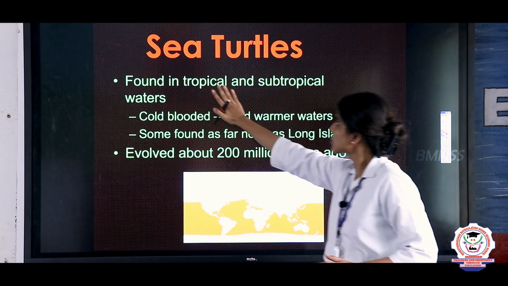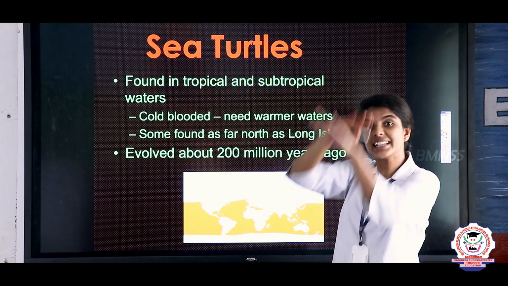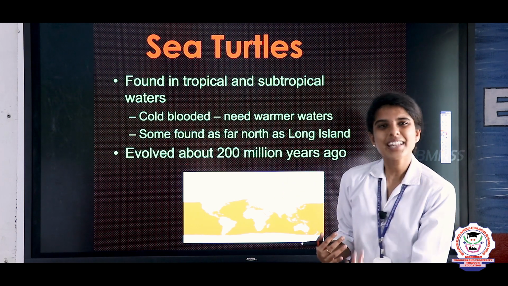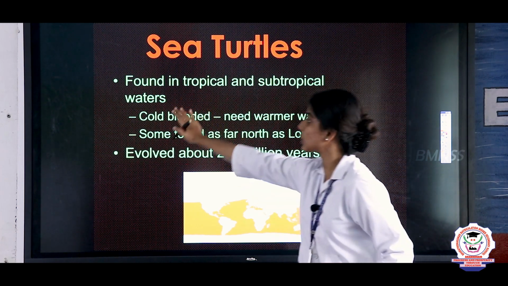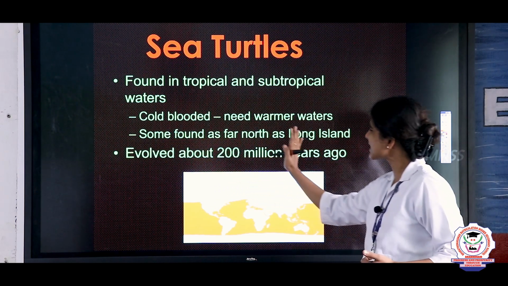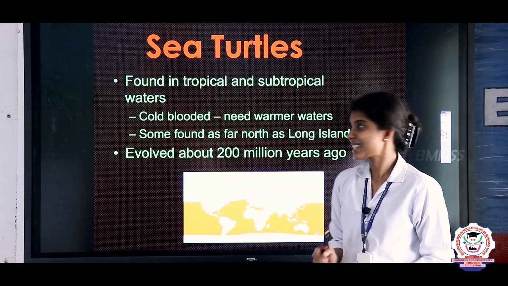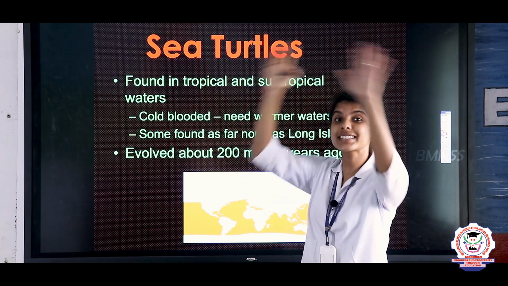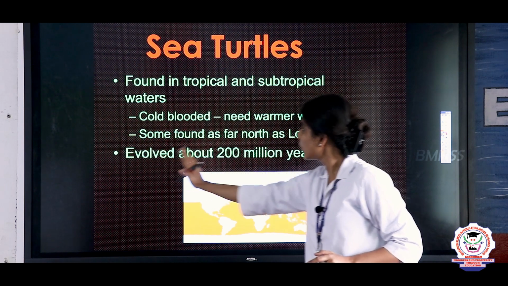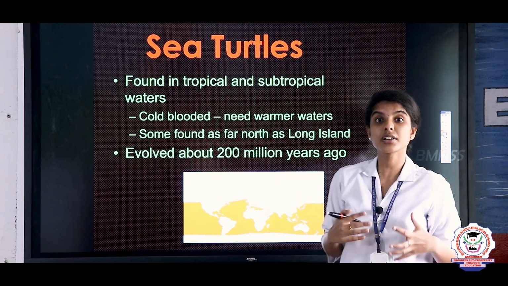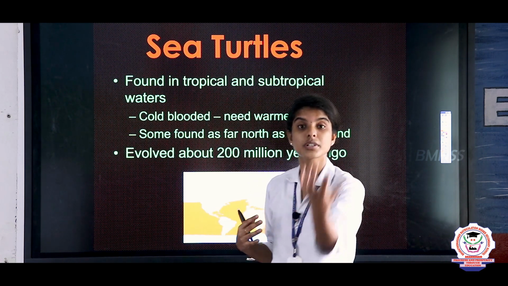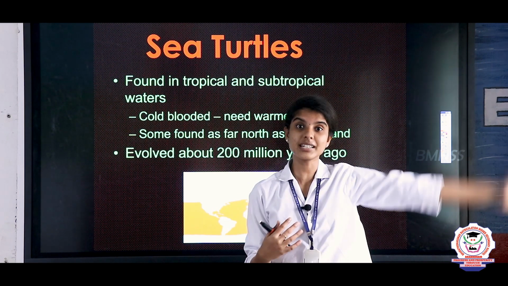So now, sea turtles are found in tropical and subtropical waters, that is, Indian coastal waters. They need warmer water. Why do they need warmer water? Because they are cold-blooded animals. Clear? Some are found as far as Long Island. Yes, they are seen on the north side of Long Island. Then they evolved about 200 million years ago. Yes, the origin of the sea turtle was about 200 million years ago.